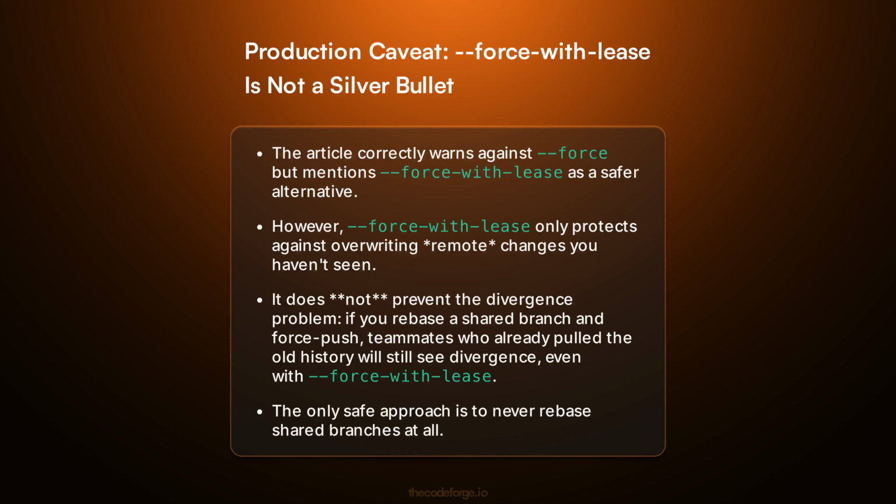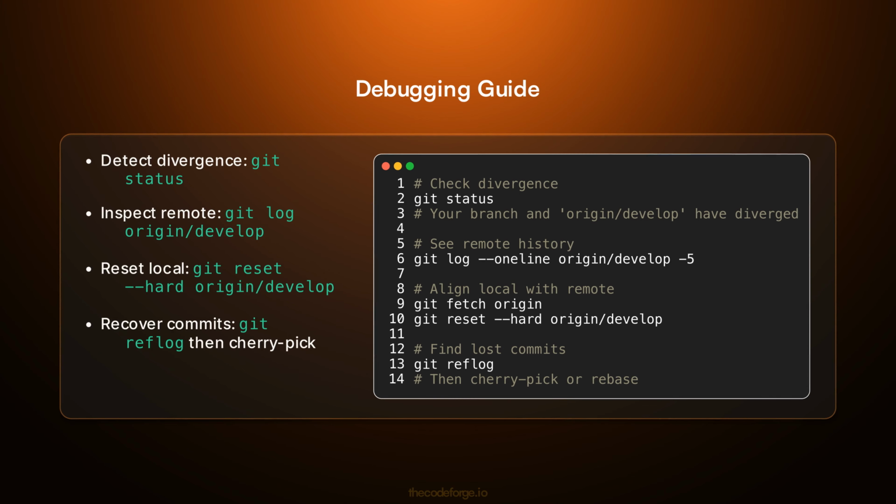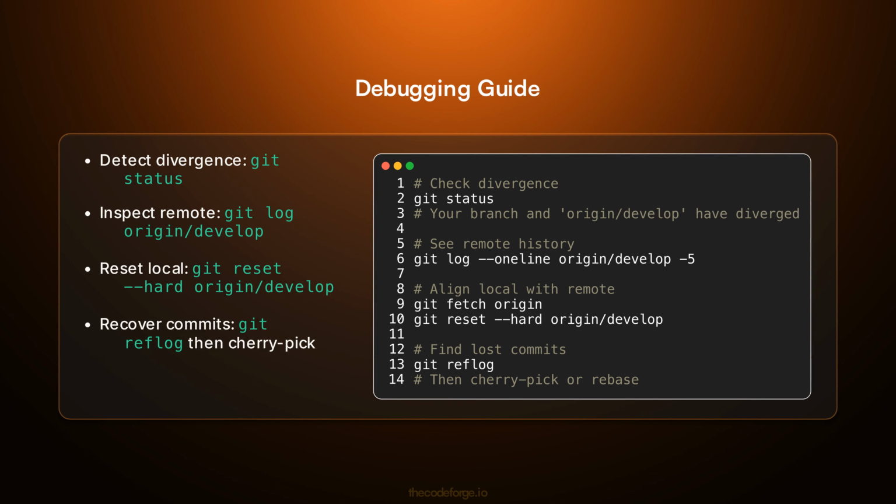When you see divergence, first run git status to confirm. Then inspect the remote history with git log origin/develop. If the remote is correct, align your local branch with git fetch origin and git reset --hard origin/develop. If you had local commits, use git reflog to find them and cherry-pick them back.